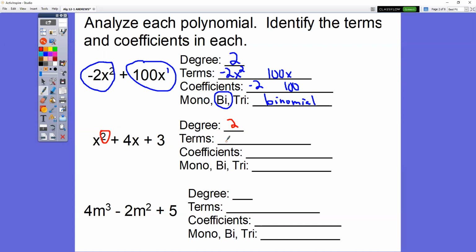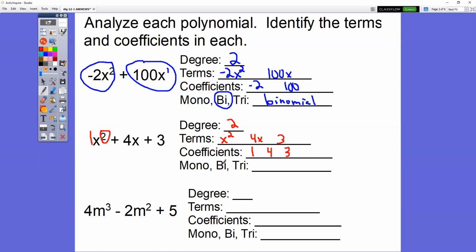What are the terms? Well, we have 3 individual terms. We have x squared, we have 4x, and we have 3. What are the coefficients? Well, coefficients are the numbers in front of the x. So we have a 1 in front of that x squared, we have a 4 in front of the x, and we have a 3 all by itself.